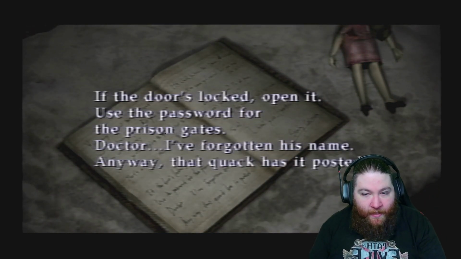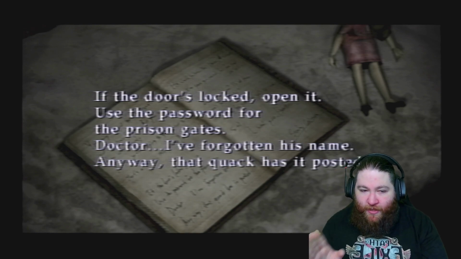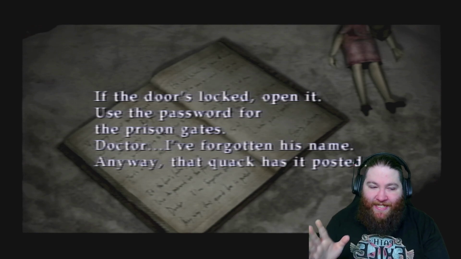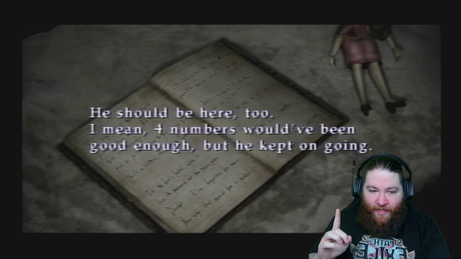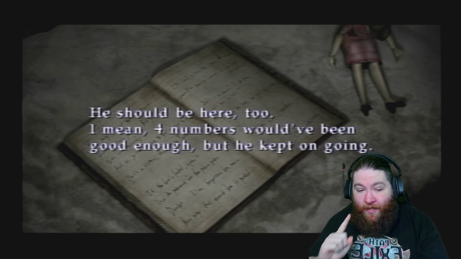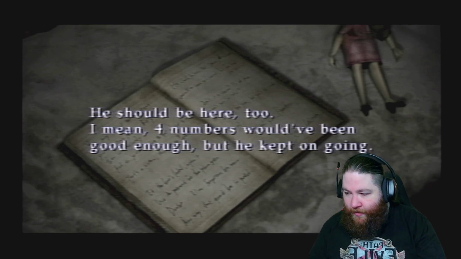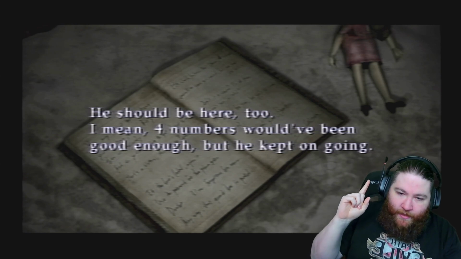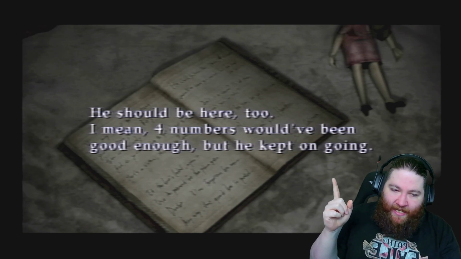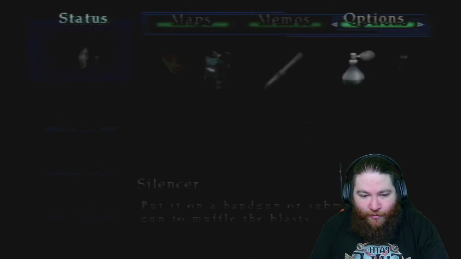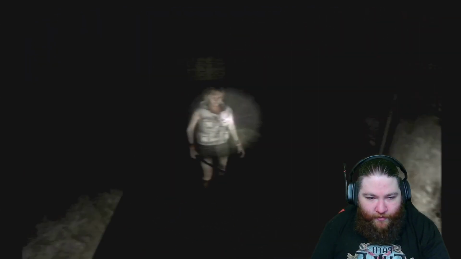Here we go. If the door's locked, open it. Use the password for the prison gates, which is just his delusion. Doctor, I've forgotten his name. Anyway, that quack has it posted. He should be here too. I mean, 4 numbers would have been enough, but he kept on going. So, unless this is a reference to the 3rd floor door, which we can go check, this is a lie. So let's go up to the 3rd floor before we explore. Let's see if 8634 works on the 3rd floor. If it does, Stanley just completely lied to us.